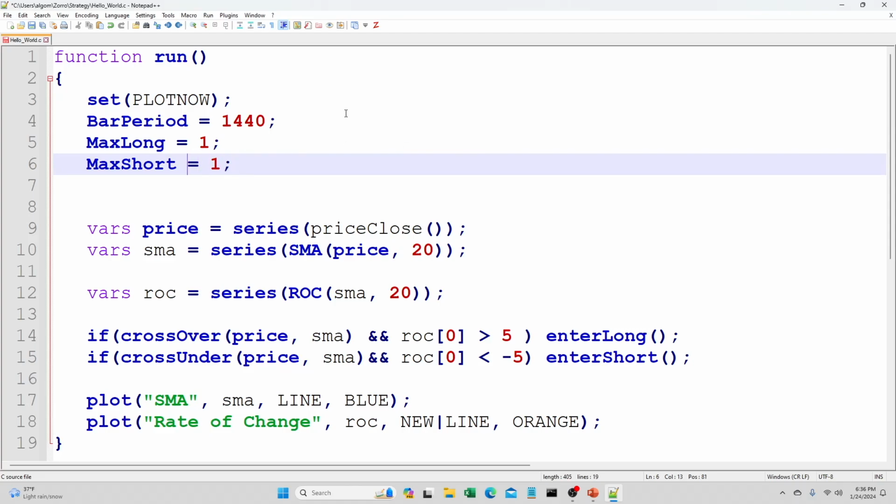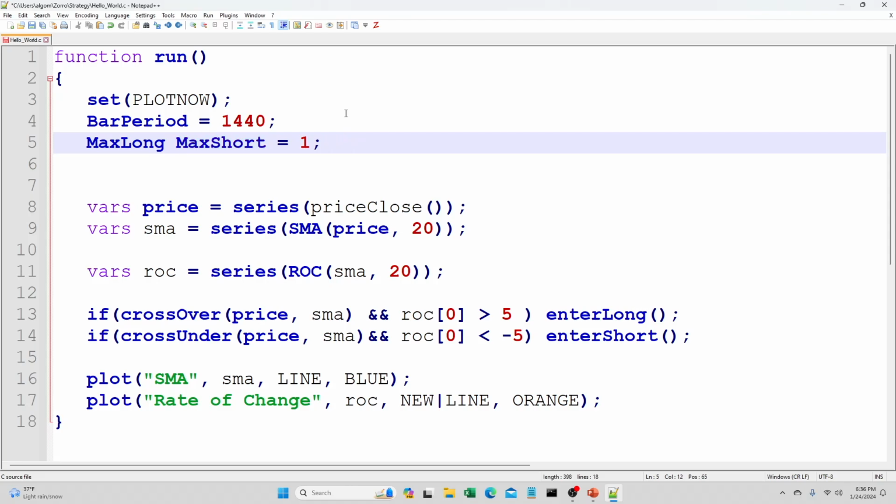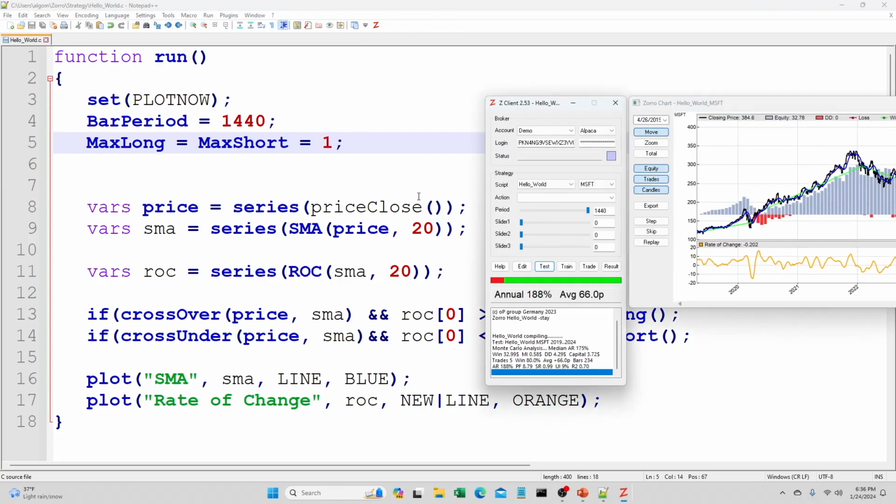And you can even do this to save you typing, if you will. You can declare them and initialize them at the same time. So MaxLong, maximum number of long trades, MaxShort, maximum number of short trades, and set them both to be 1. And now when we backtest this, what do we get?